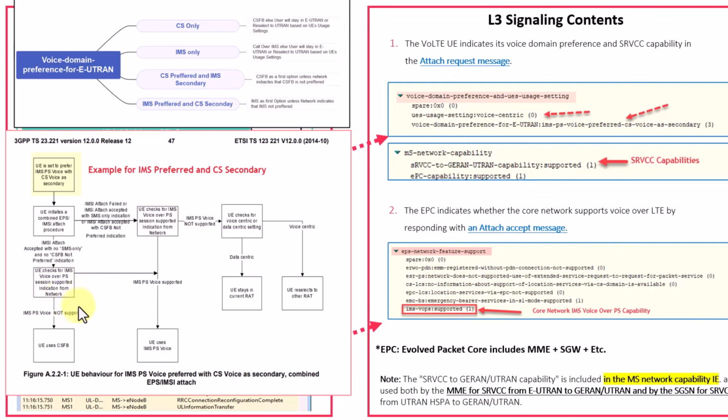So the UE checks for IMS voice over PS session supported or not. If it's not supported, it will use CS fallback. But if it is supported, as shown here, it will directly use the IMS PS voice, which means a VoLTE call. So it's dependent on this message.